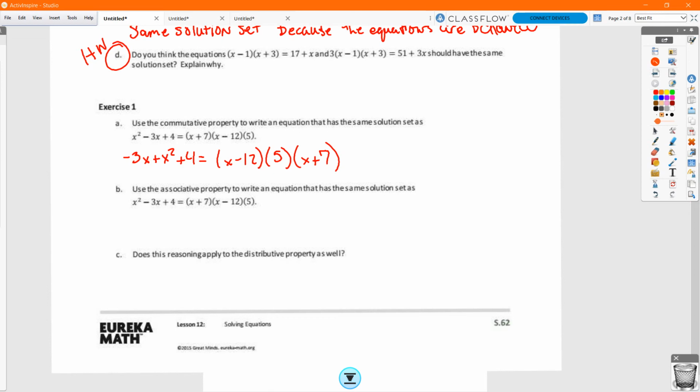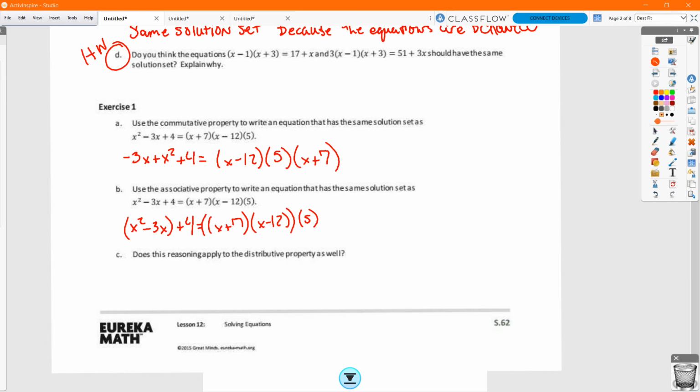What about using the associative property to write an equation that has the same solution set as this? Well, I could say x squared minus 3x, put that in parentheses, plus 4 equals x plus 7 in parentheses, times x minus 12 in parentheses, times 5. All I did was change the groupings around. Nothing's really changed.